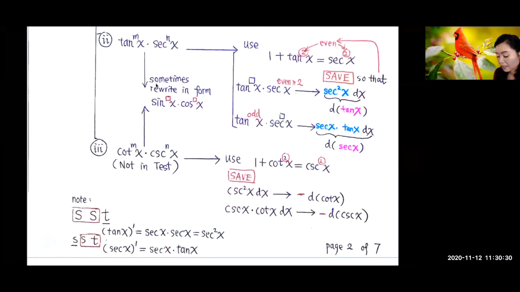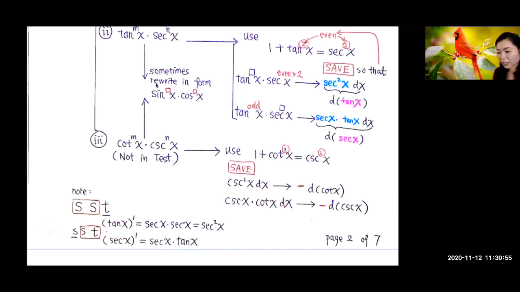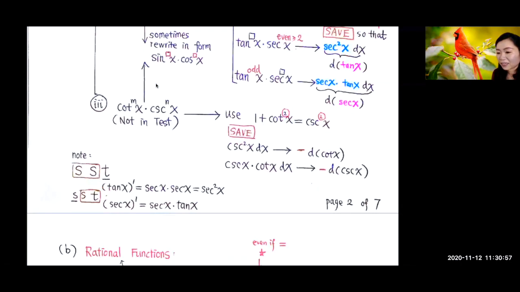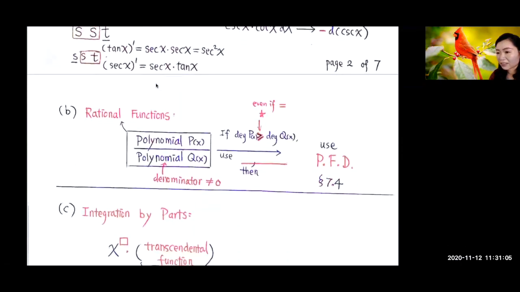Okay. Now, this one here might be a little bit new to you guys, but I'm not going to test you on it. If you have cotangent to some power, cosecant to some power, you're going to use this trig identity here. The one that you save over here is kind of similar to this example over here, the one that we talked about, this case over here. You do that. Now, this is the trick that I told you to remember the duality for secant and tangent.